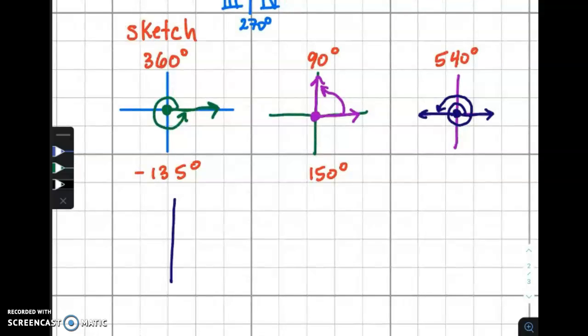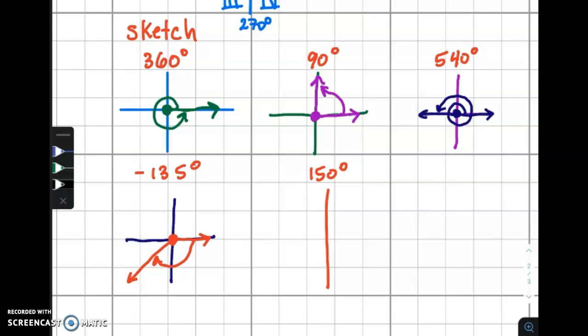135, but negative direction. So you're still going to start in the same location, vertex at the origin, initial side on the positive x, but you're going to rotate negative past the 90, but not quite 180. That's going to land in quadrant 3. So we're terminating in quadrant 3, but we're rotating in the opposite direction, so clockwise.